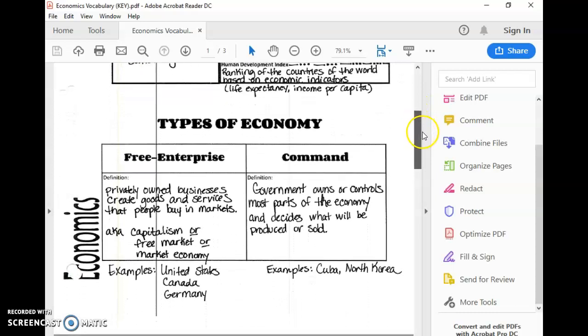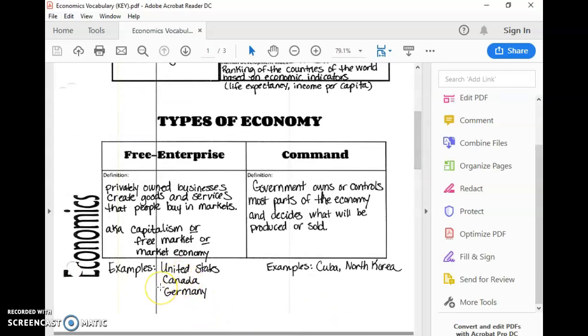We have free enterprise over here on the left, and then command on the right. The definition of free enterprise: privately owned businesses that create goods and services that people buy in markets. It's also known as capitalism, or the free market, or a market economy. Some examples include the United States, Canada, and Germany.